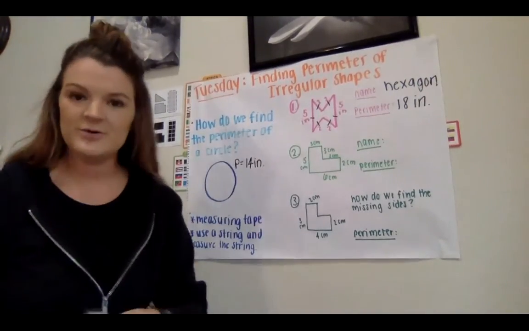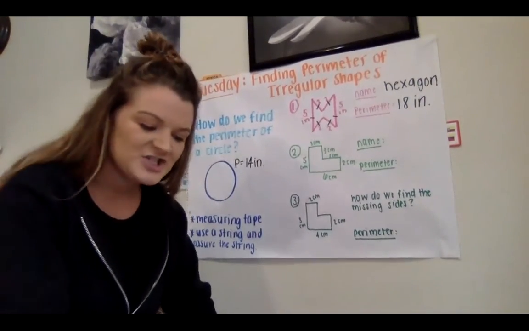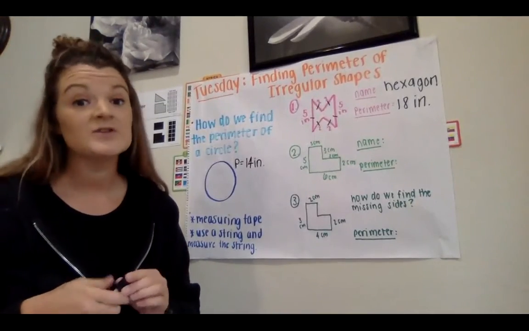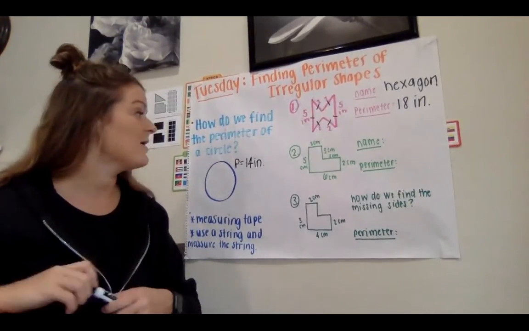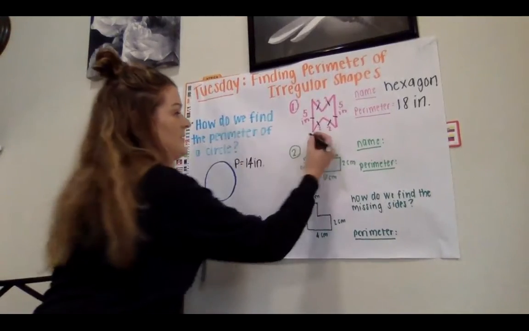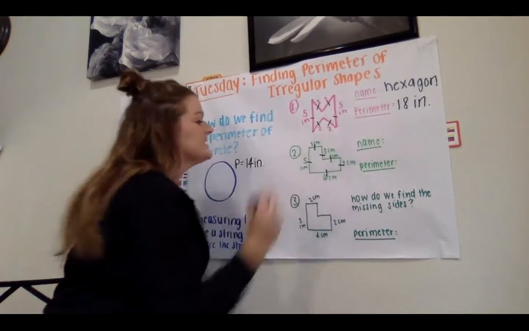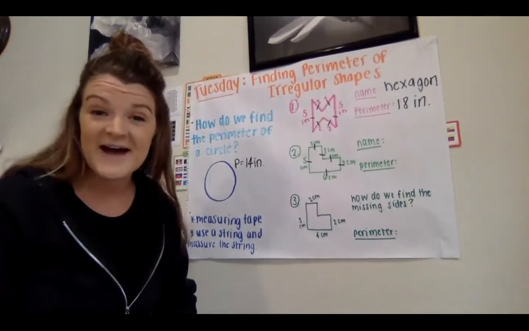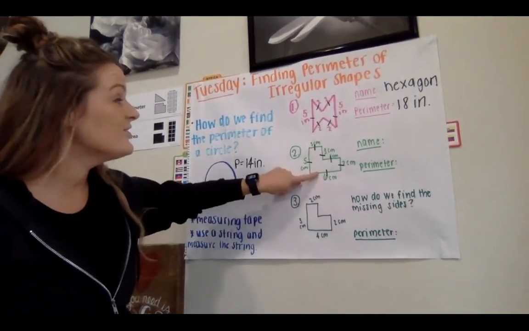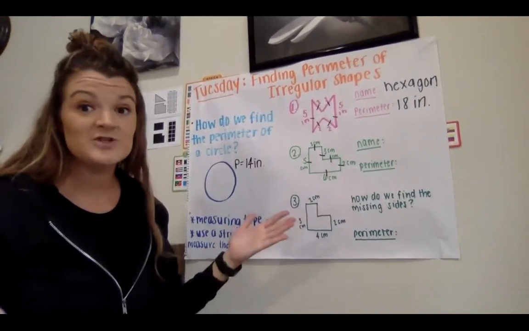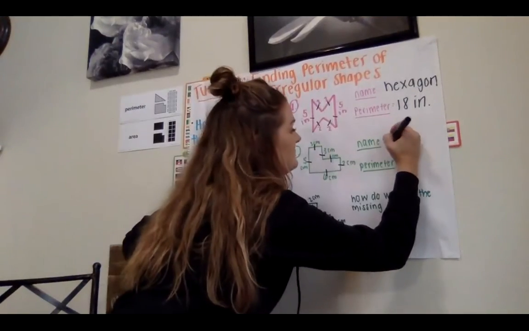Now let's go to number 2. Again, that looks like a shape we're not totally used to seeing, so I don't know what it's called. So my best strategy is to go ahead and count the sides. 1, 2, 3, 4, 5, 6. This shape also has 6 sides. Even though it looks very different than this shape, they both have 6 sides, which means they're both hexagons.